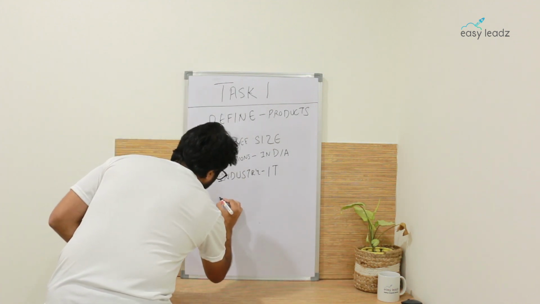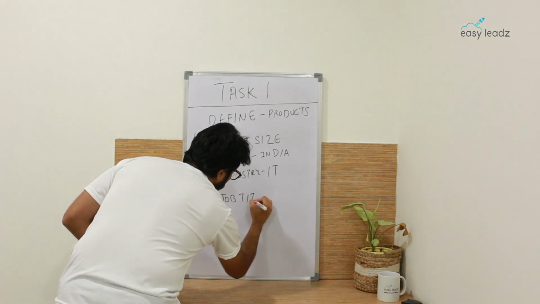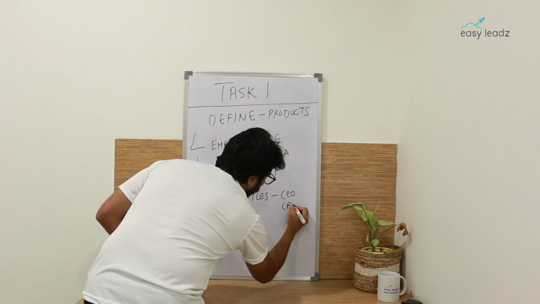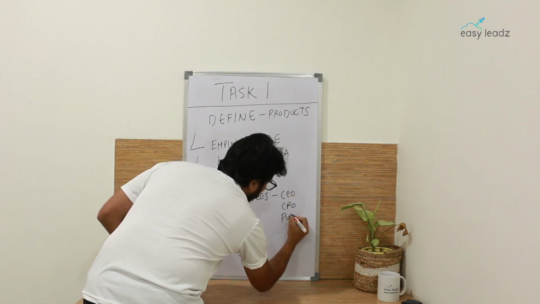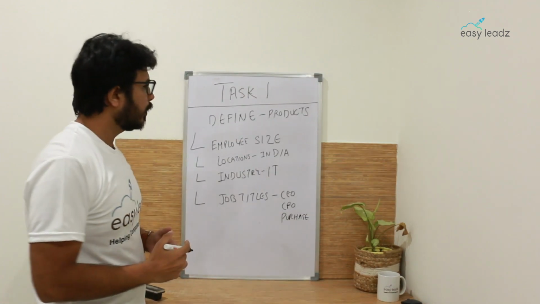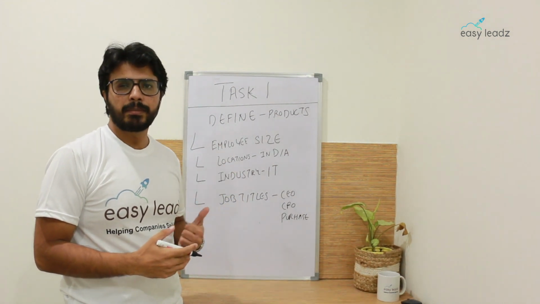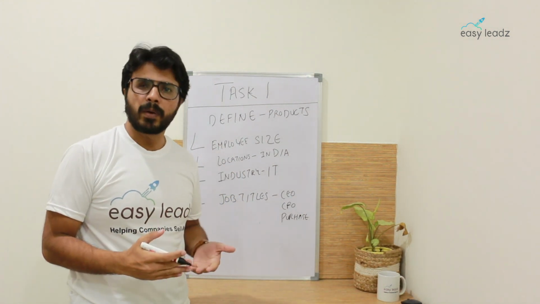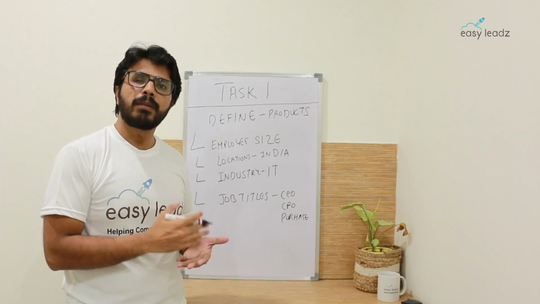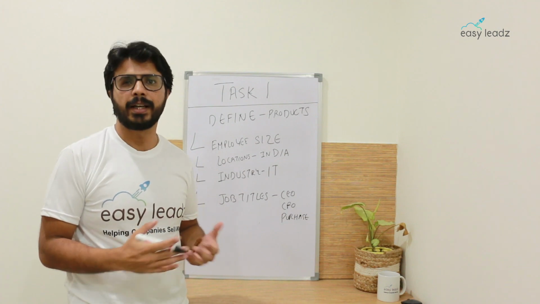Then the next is decision maker, which could be the job titles. Example, CEO, CFO, purchase person. So this is how you have to complete your first task and submit your ideal customer profile, and they could be multiple also. If you have multiple products or services that you offer, you can create multiple ideal customer profiles as per the businesses that you want to sell to.